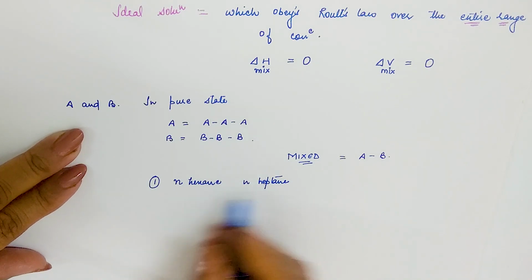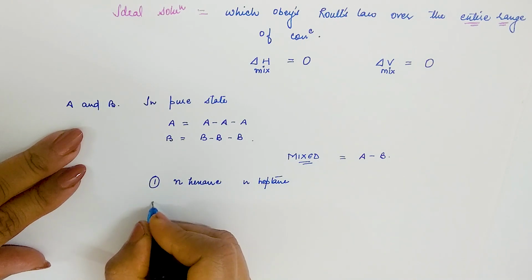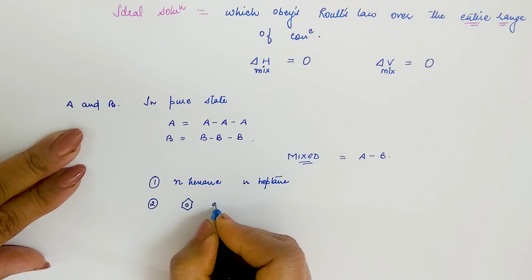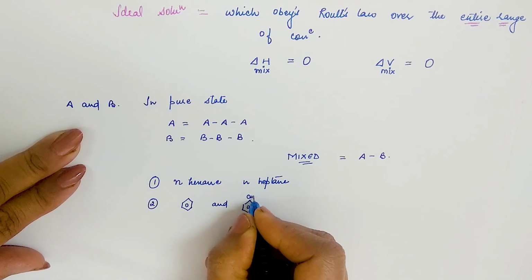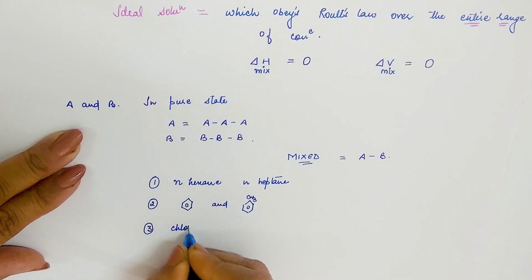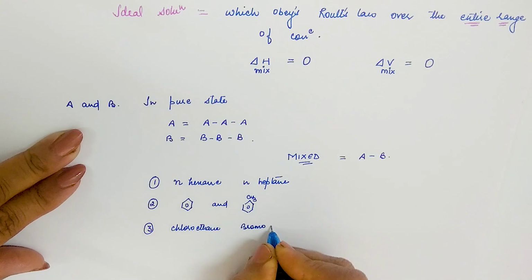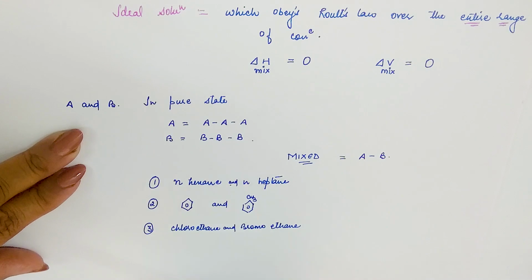Okay, both are having the class of alkane, N-hexane and N-heptane. Second example I am giving: benzene and toluene. Third example I am giving: chloroethane and bromoethane. Now if you see the examples of all this, what is common in this?